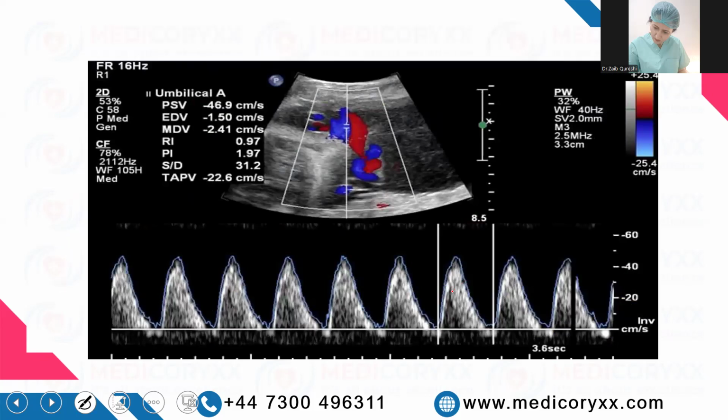What is this? Which picture is this? Anyone? Can you guys comment?